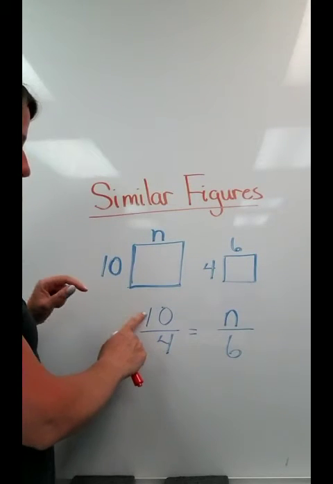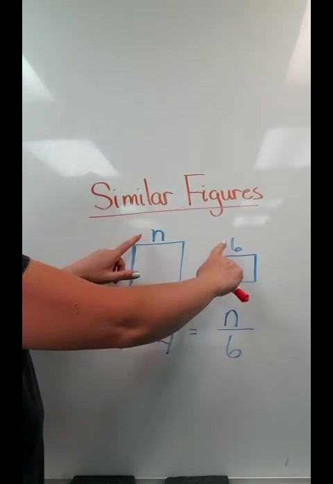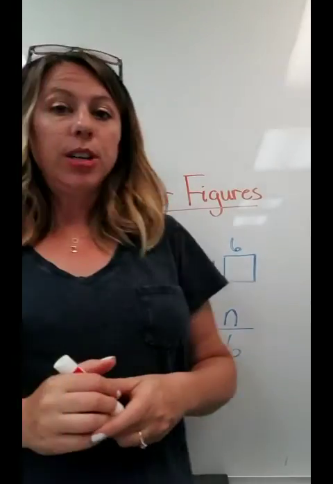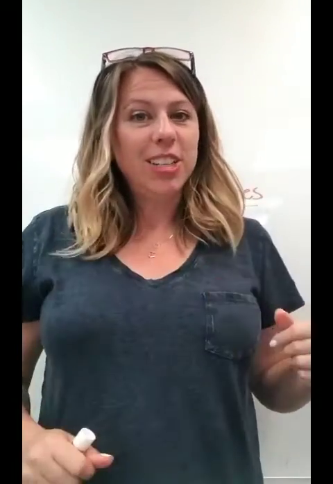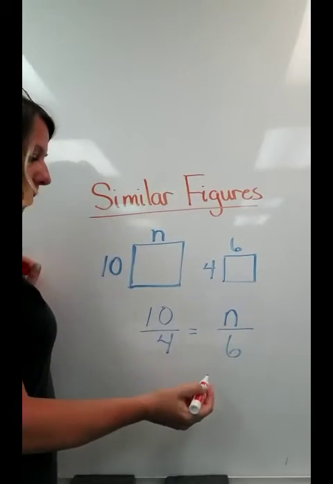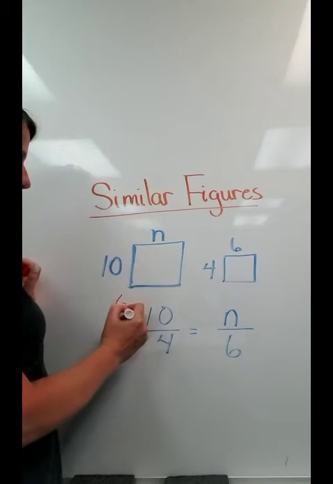And that's why I've written it this way. 10 to 4, n to 6. So we compare these two, and we compare these two. And we are going to solve for n. We're going to do this by doing our cross multiplication, just like we did last week. Okay, so let's cross multiply. Let's start with the 2 that we have. 6 times 10. 6 times 10 is 60.